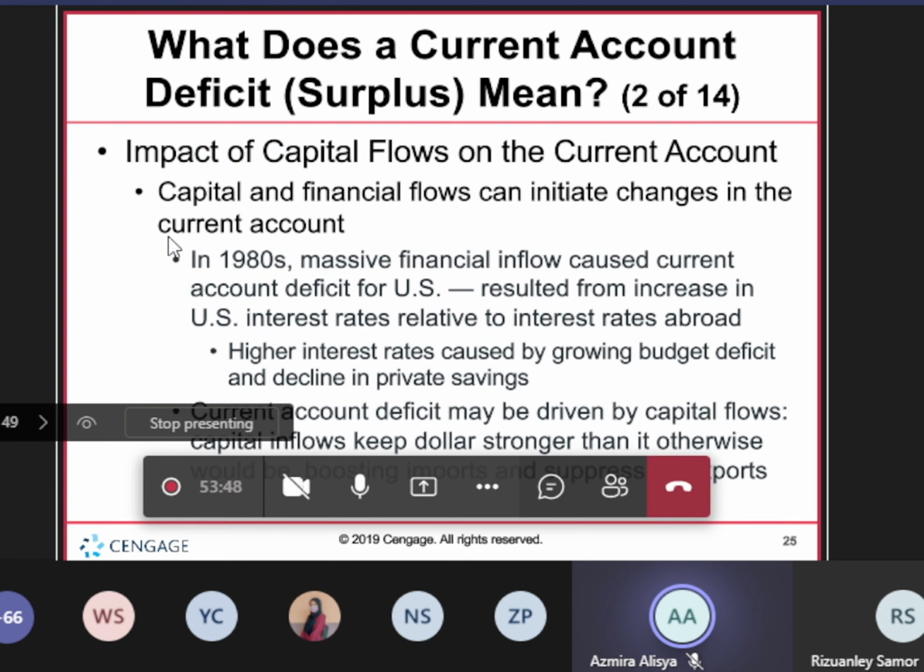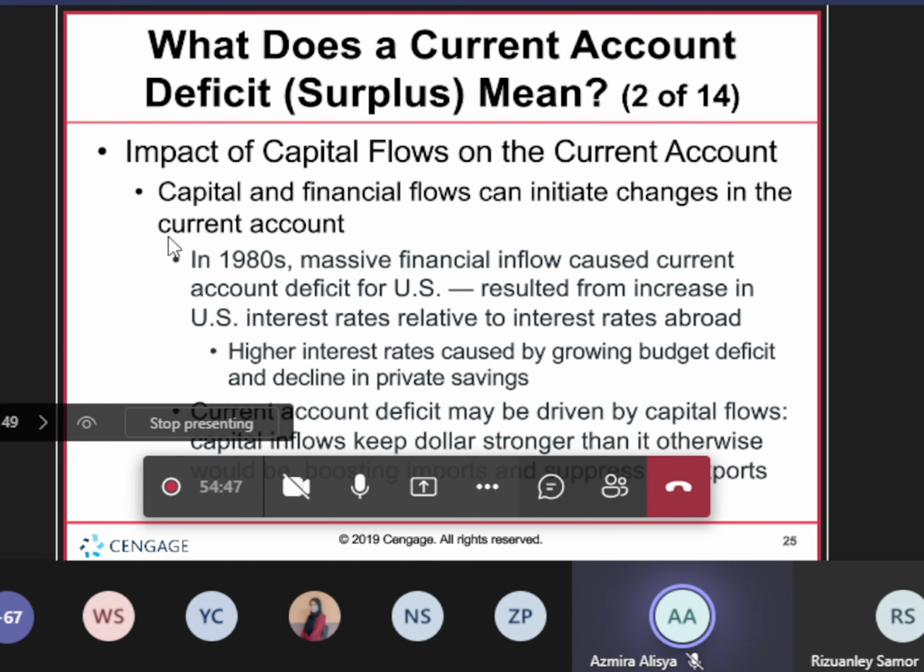Financial inflows caused the current account deficit for the United States, resulting from an increase in U.S. interest rates, relative to the interest rate abroad. I already gave the answer just now: interest rate. When interest rate is high, money will be coming. Remember, money will go wherever interest rate is high. That's where capital is going, because the return is high. The higher interest rate was caused by a growing budget deficit, to borrow more, and a decline in private savings.